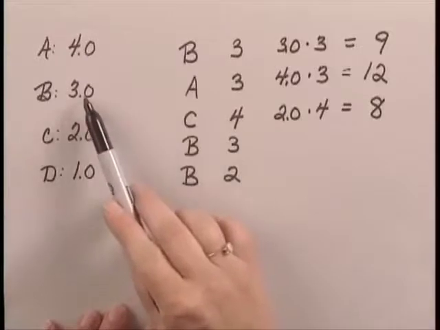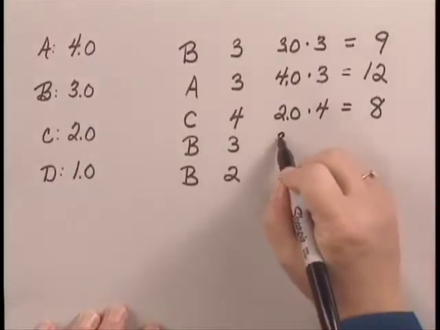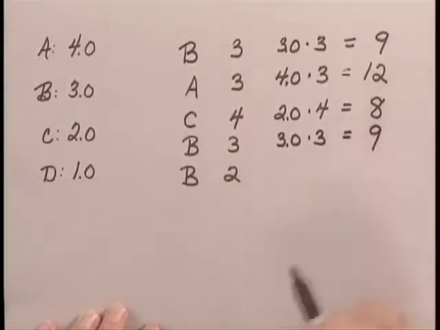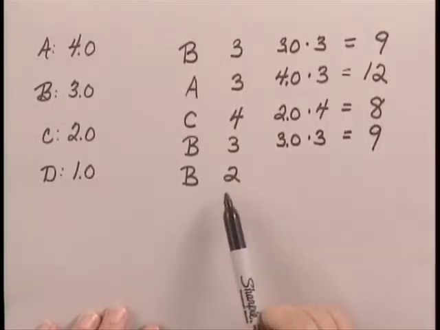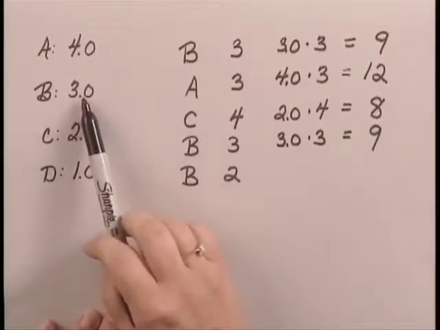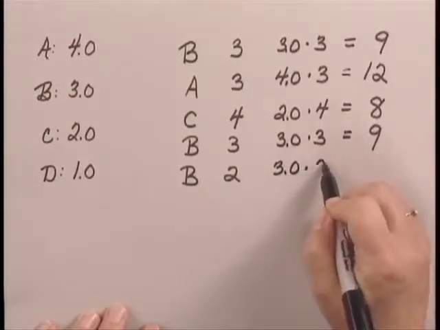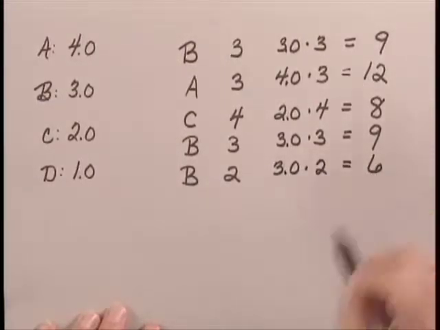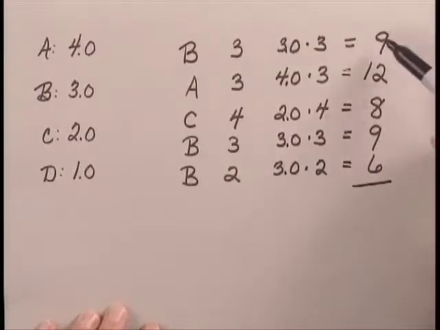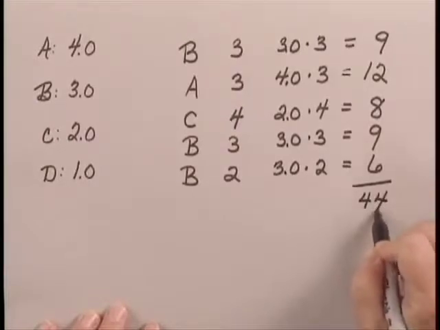A B is worth 3.0 points per credit hour. 3.0 times 3 is 9. And the last course, Typing, was 2 credit hours. Again, there was a B for a grade. 3.0 times the 2 credit hours gives us 6 grade point values. Now, we need to add the total number of grade point values, and we get 44.